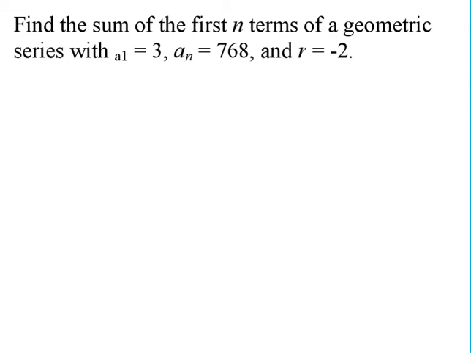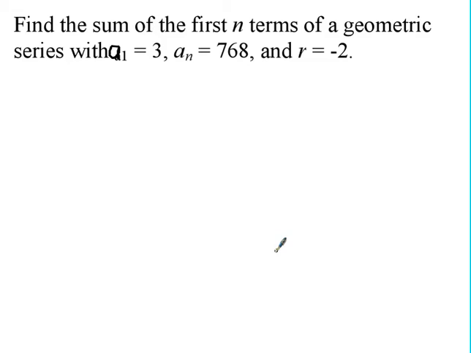Find the sum of the first n terms of a geometric series with a sub 1 equals 3. Sorry, I made it a subscript. It should be a bigger A. Here, we'll make that an A. There we go. With a sub 1 equals 3, a sub n equals 768, and r equals negative 2.